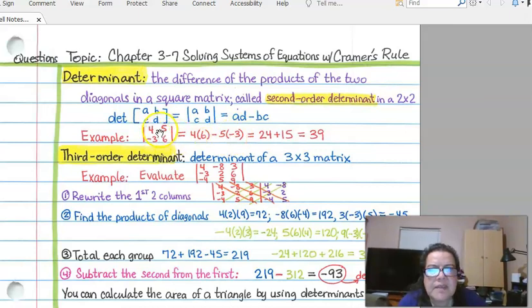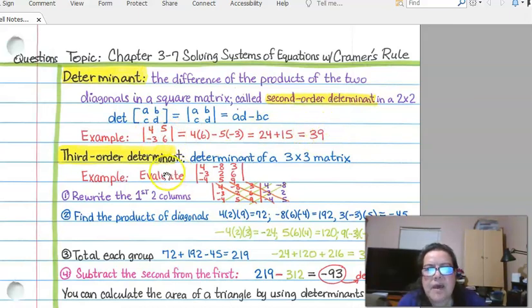So 4 times 6 is 24. 5 times negative 3 would be negative 15. However, a negative times a negative gives you a positive 15. And so now if you just add those two, because it turned positive, 24 plus 15 gives you a total of 39. So the determinant of that matrix would be 39.